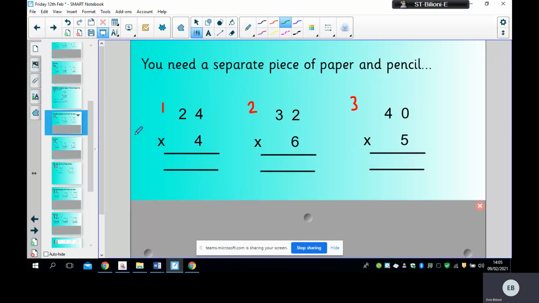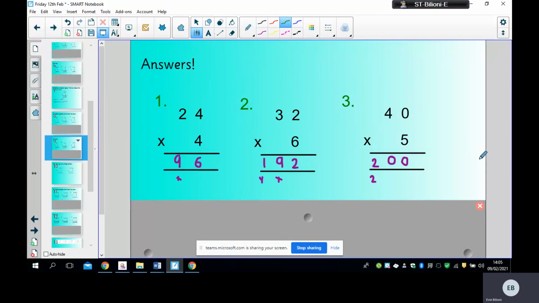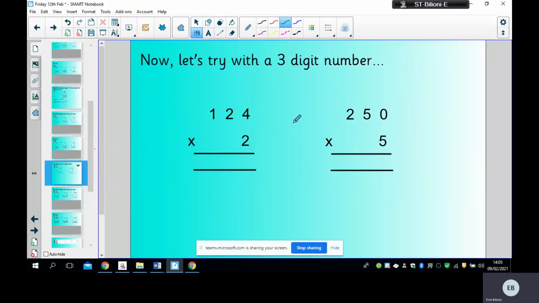Welcome back, and here are your answers. So you can pause the video to have a check. If you struggle with any of those, please let us know, but hopefully you should have got okay with that. So we've done our 2-digit number equations because 24 has got 2 digits, 1 and 2. Let's make it a little bit harder by looking at some 3-digit numbers.